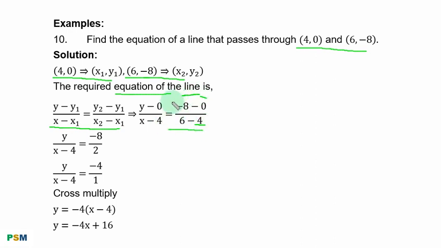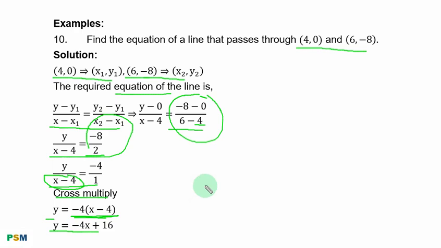If you simplify this side, you have minus 8 over 2. y minus 0 is y, over x minus 4. If you simplify this side, you have this result. Next, you cross multiply to clear fractions. y times 1 equals y minus 4 times this term in this form. When you open this bracket, you have y equal to minus 4x plus 16.